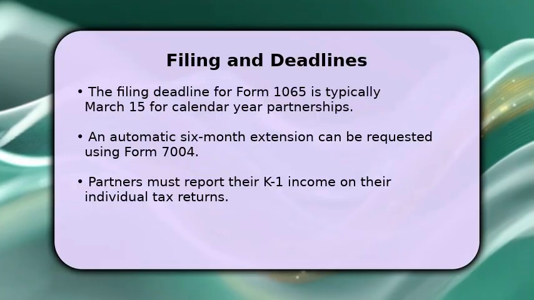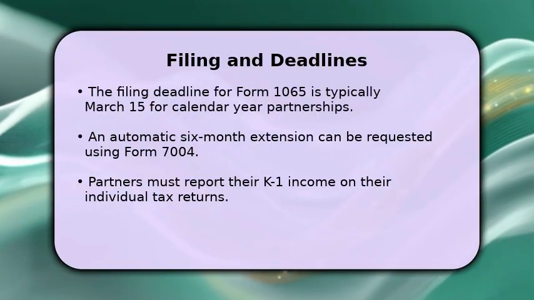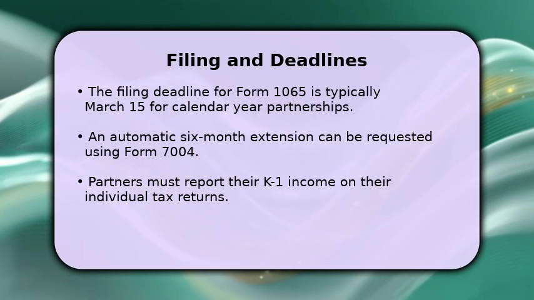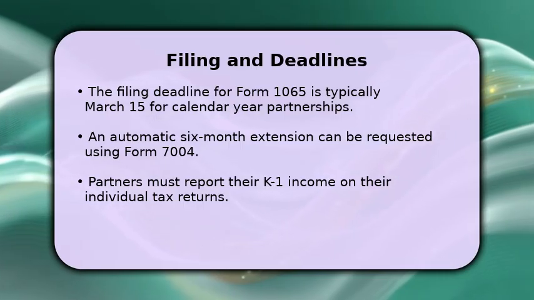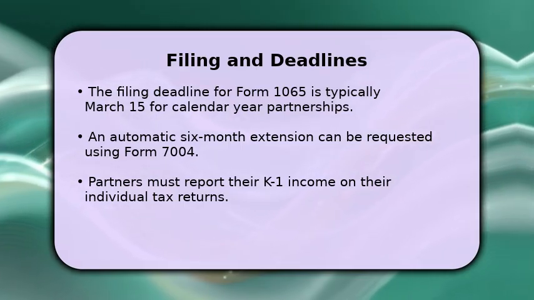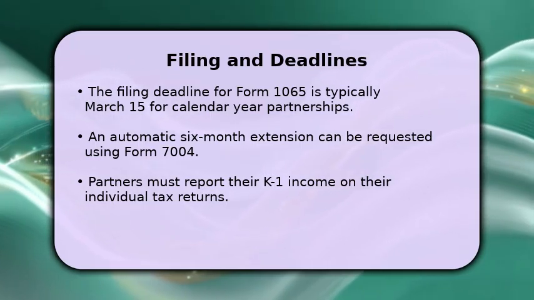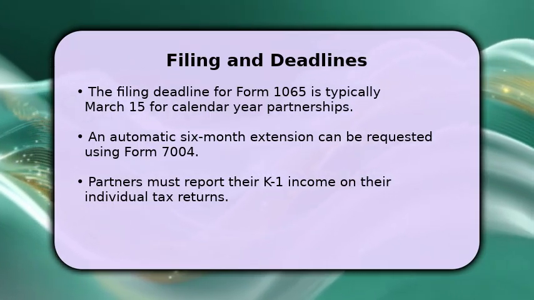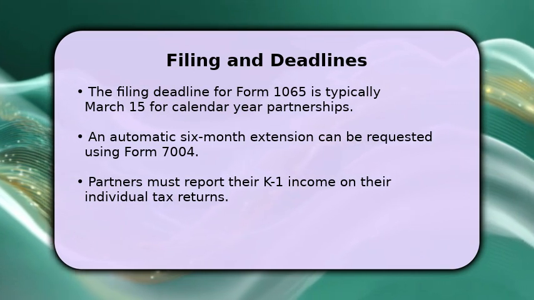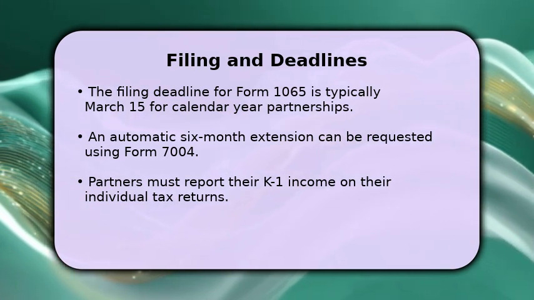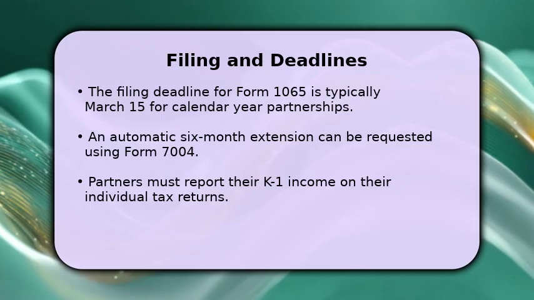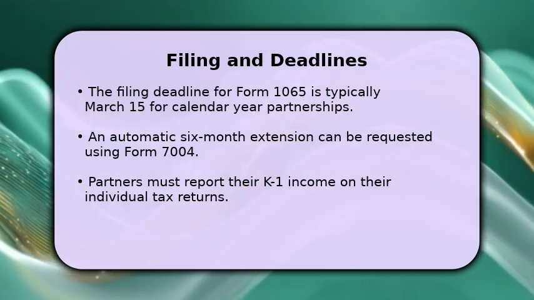The standard deadline for filing Form 1065 is March 15 for partnerships operating on a calendar year. If you need more time, you can request an automatic 6-month extension by filing Form 7004, which typically extends the deadline to September 15. Remember, an extension to file is not an extension to pay any taxes owed.